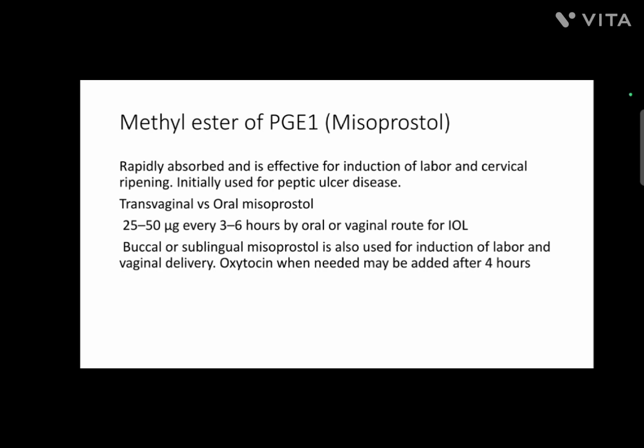When you are giving it through the sublingual or buccal route, you are using it for the induction of labor, and when good cervical ripening has happened, you can use it along with oxytocin if needed.